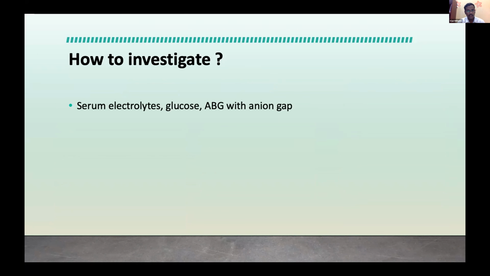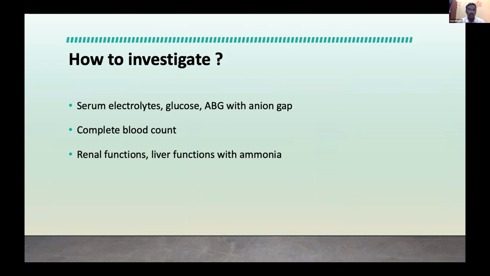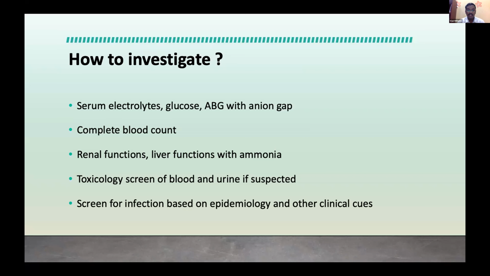Once we form a provisional diagnosis in our mind, we investigate with the basic investigations like serum electrolyte, glucose, a blood gas analysis with anion gap, do a complete blood count if infection is suspected, do a renal function test, especially if the child is having oliguria or disproportionate hypertension on examination, liver function with ammonia, especially if hepatic encephalopathy is suspected, do a toxicology screen of blood and urine if any signs of intoxication is suspected, and we can screen for infection based on the local epidemiology. For example, if the clinical symptoms are suspicious of scrub typhus or a malarial infection, or if the child comes from a local area where these diseases are endemic, we need to screen for such infections upfront.